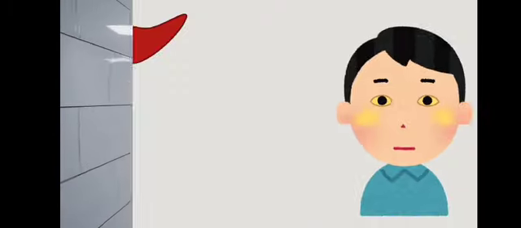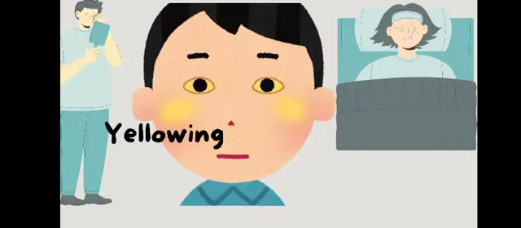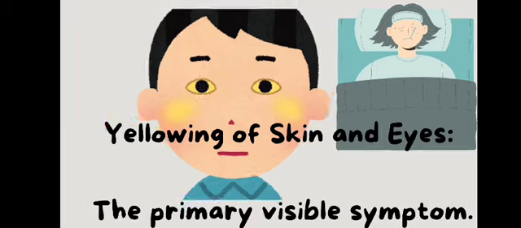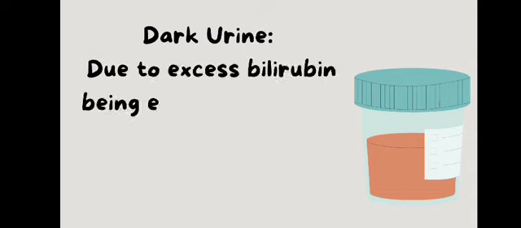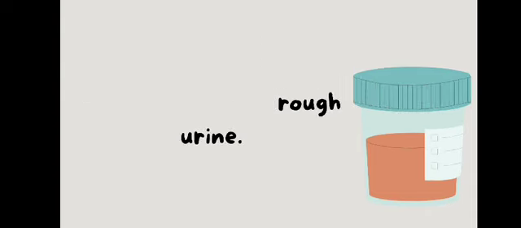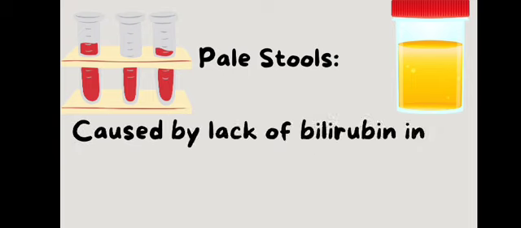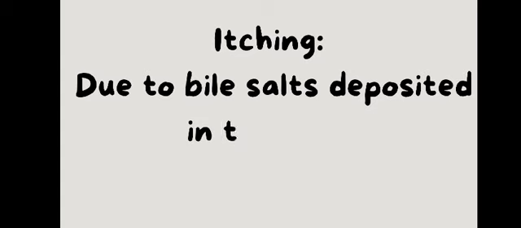Afterwards, we will see the symptoms of this jaundice. The first is the yellowing of the skin and eyes, the primary visible symptom that you can see. There comes the dark urine, which is due to excess bilirubin being excreted through the urine. There may also be pale stools, caused by lack of bilirubin in the intestines. And sometimes itching, which is due to bile salts that are deposited in the skin.